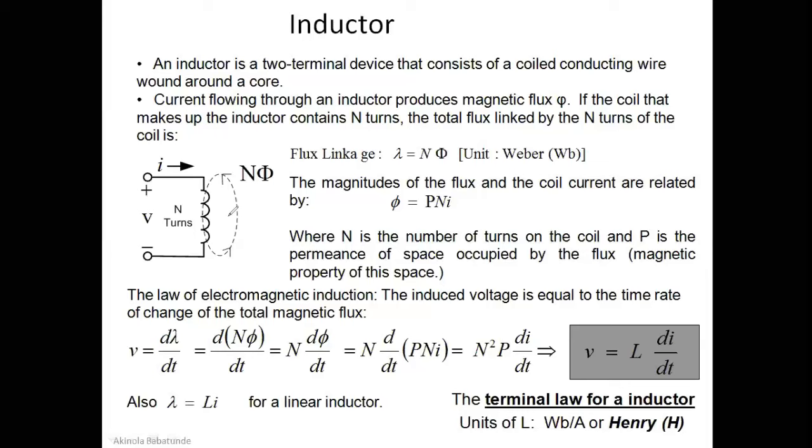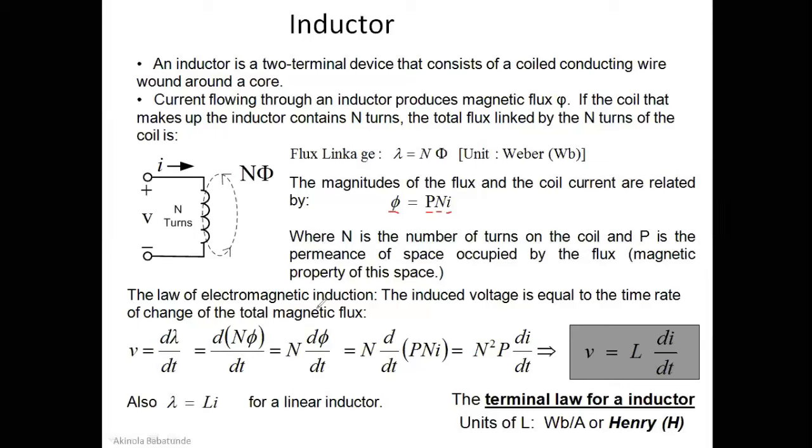So the magnitude of the magnetic flux and the coil current are related by this expression. You can see the magnetic flux here will be given as P multiplied by the number of turns multiplied by the current, where P is permeance. P represents the permeance of space occupied by the flux, or you can call it permeability. N is the number of turns on the coil, and P is the permeance of space occupied by the flux. Permeance is a magnetic property of the space. Take note of that.